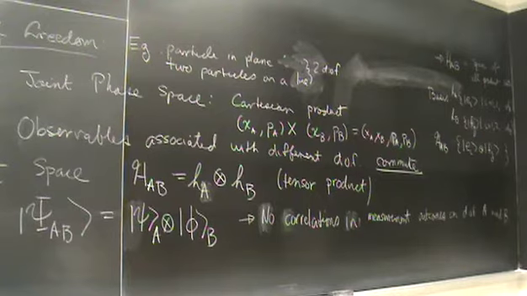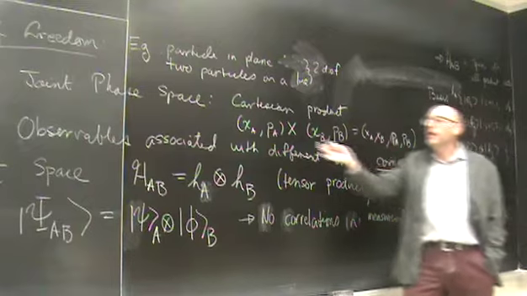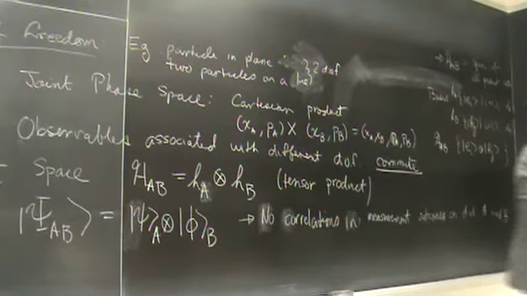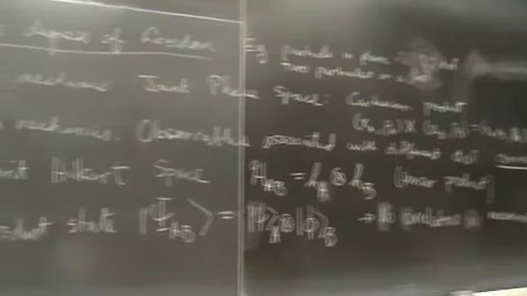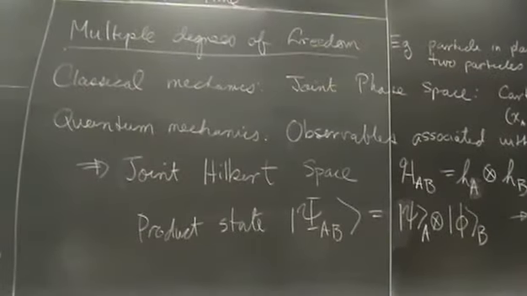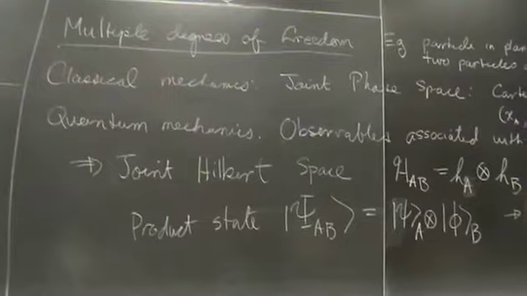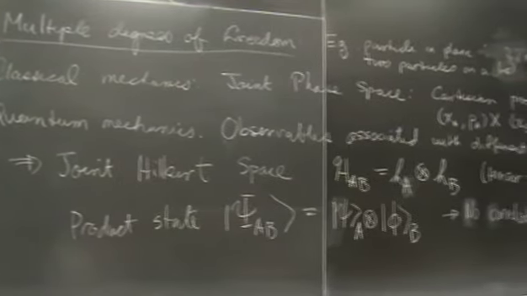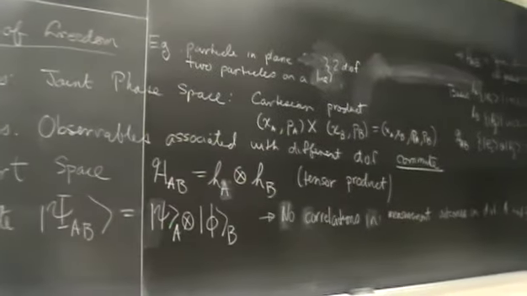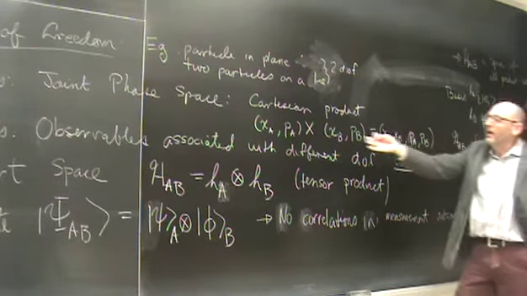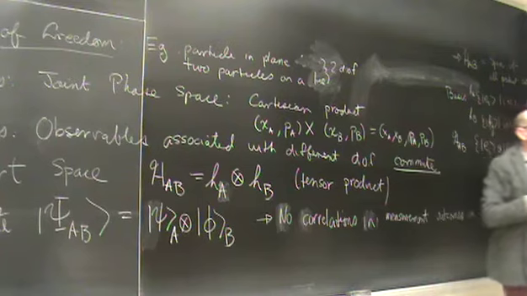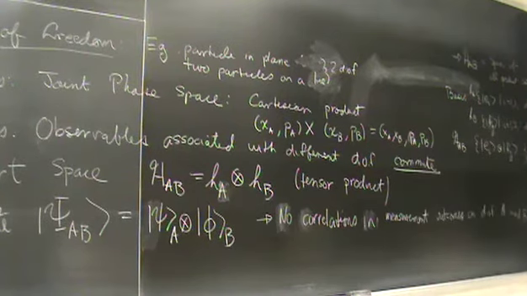And we assign some canonical coordinates to each degree of freedom. I'm calling them generically A and B. And in classical mechanics, what we said is that the joint phase space for the system is given by what we call the Cartesian product, okay? So the coordinates on phase space are these. And that's what we call the Cartesian product.